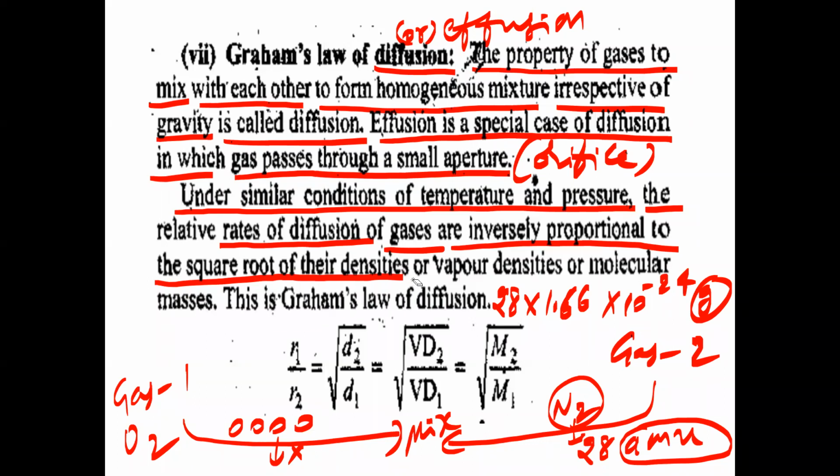Is that clear, ma? So the rate of diffusion of the first gas by the rate of diffusion of the second gas is equal to the square root of the density of the second gas divided by the density of the first gas. That equals the square root of VD2 by VD1. VD is what? Vapor density. That equals the square root of M2 by M1. M2 is what? Gram molecular mass of the second gas by gram molecular mass of the first gas. So this relation we have to understand.